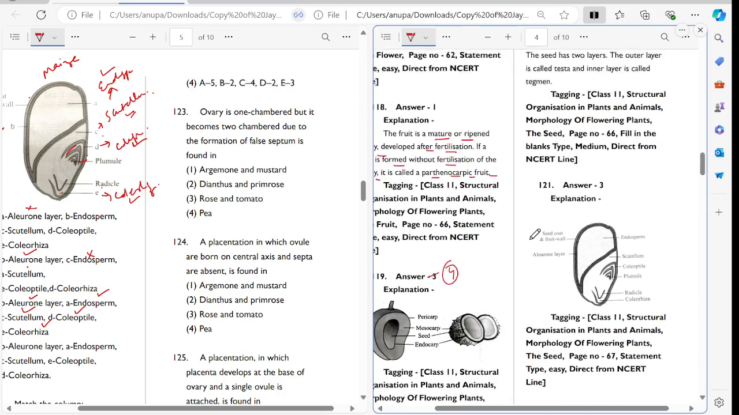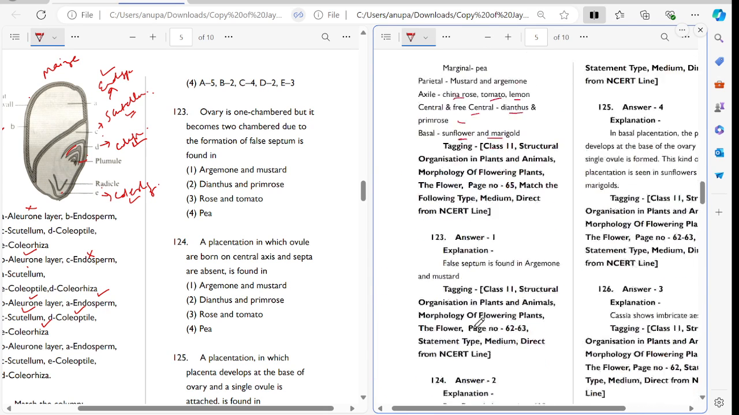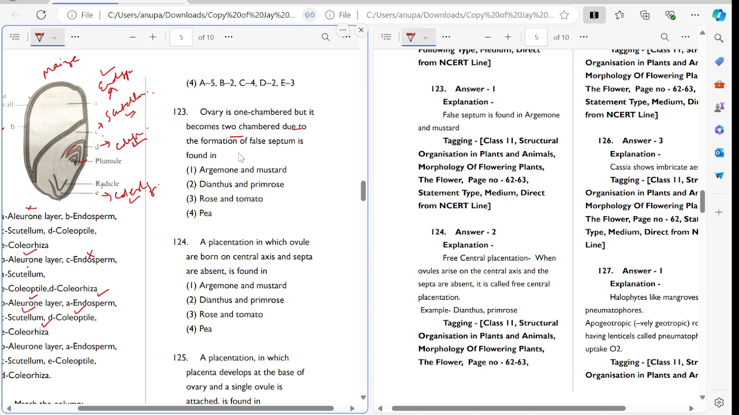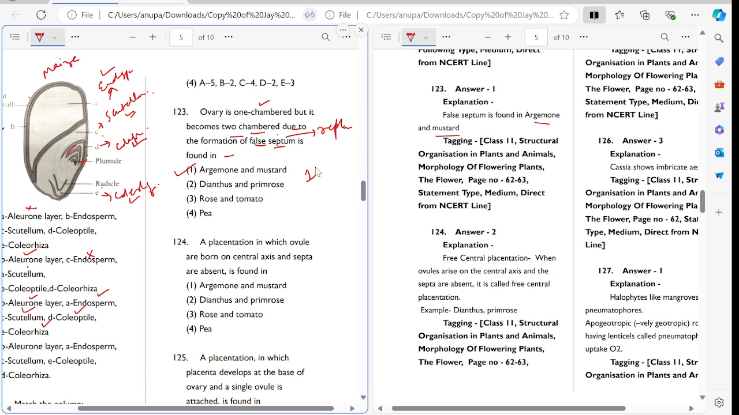Question number 123 states that ovary is one-chambered, but it becomes two-chambered due to the formation of a false septum, and it is found in. We have to find out in which type of plants such type of ovary is found. Usually the ovary is one-chambered, but due to a false septum known as replum, it becomes two-chambered, and such type of ovary is found in argemone and mustard. So option number 1 will be the correct answer for this question.